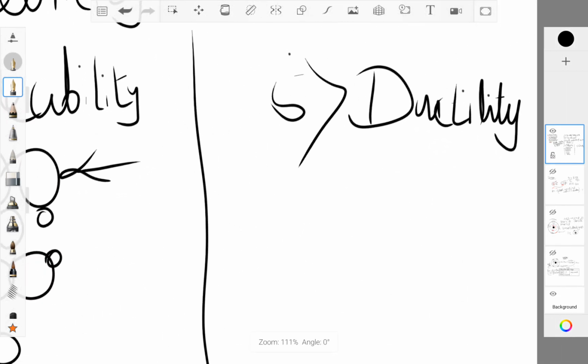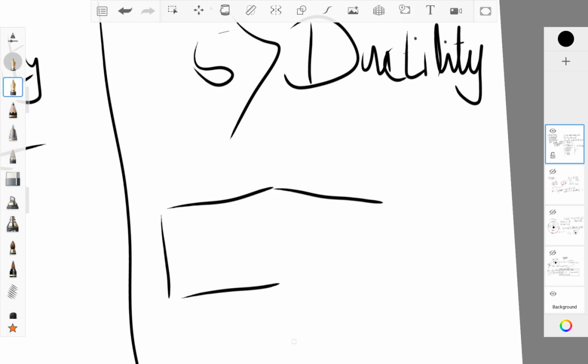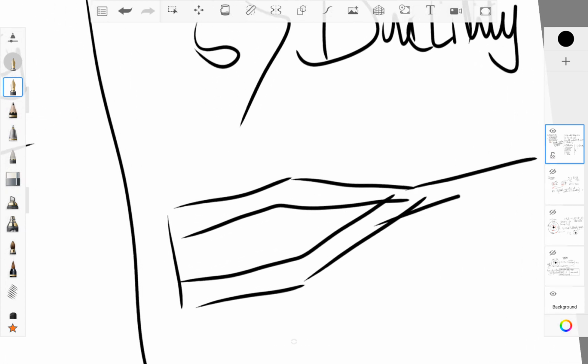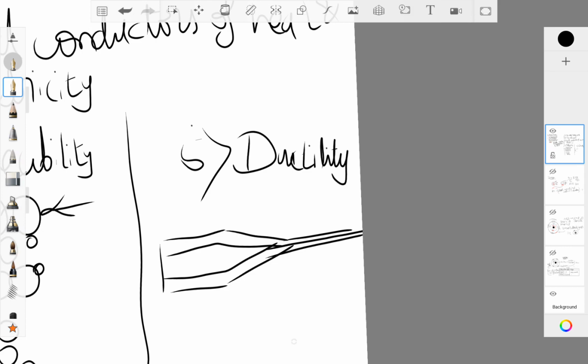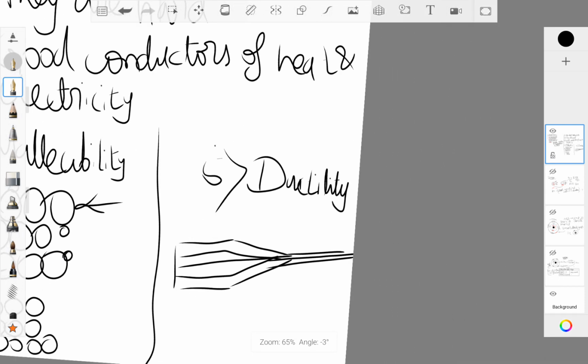Ductility is very similar to that, except that instead of really applying a force, instead of being hit, the metal is pulled. And again, because they're arranged in layers and lubricated by the delocalized electrons, they are able to slide past one another and form wires, which is why metals are ductile.